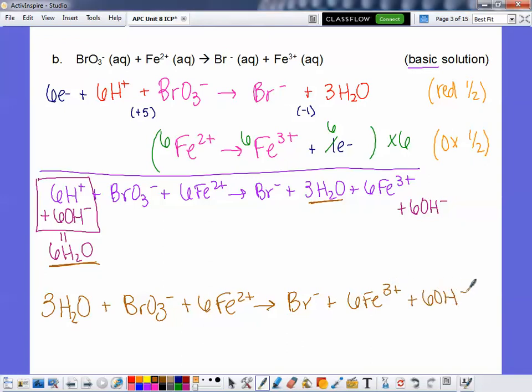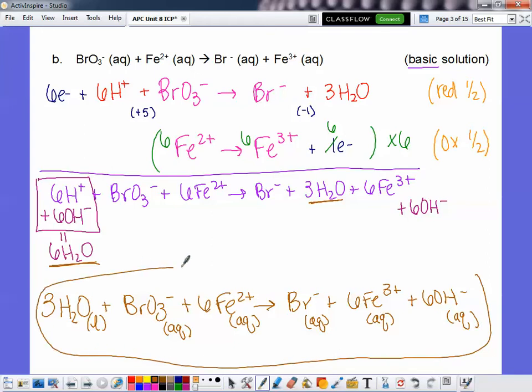Okay. And again, you can go back through and fill in the states of matter. All of my ions are aqueous. And water is a liquid. Okay? So that's how you balance in basic.